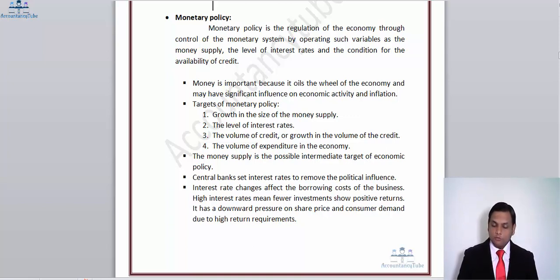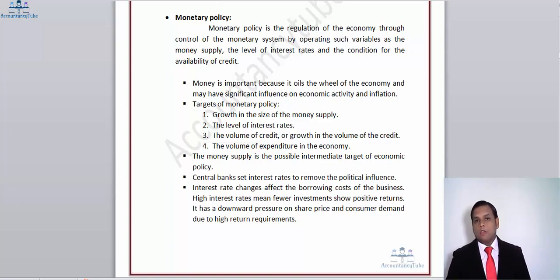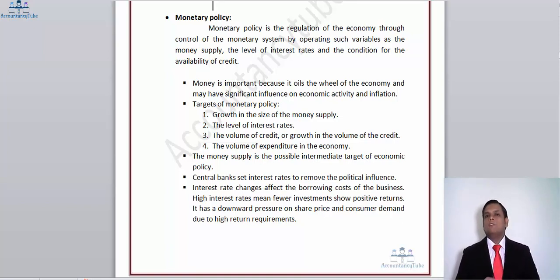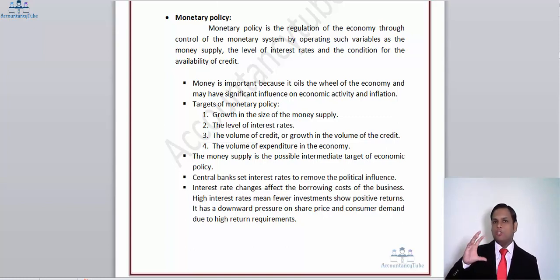Central banks set the interest rates to remove the political influence. Normally, across the world, central banks set the interest rates independent of the government. However, the government does have the right to suggest that they increase or decrease. Still, central banks across the world are normally at full liberty to set the interest rates by themselves. They respond to the changing economic environment. Interest rate changes affect the borrowing cost for businesses. Higher interest rates mean fewer investments will show positive returns, as I've just discussed with you.